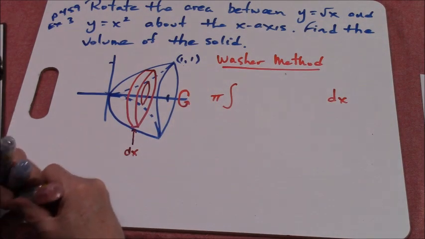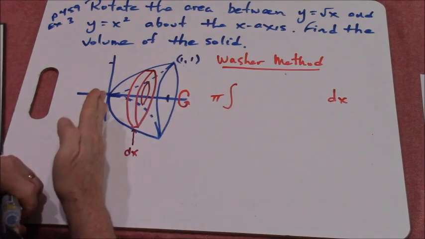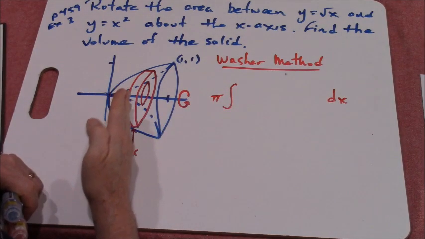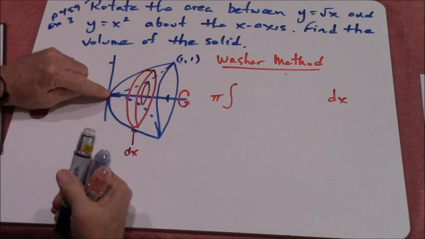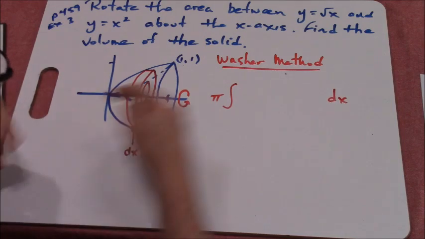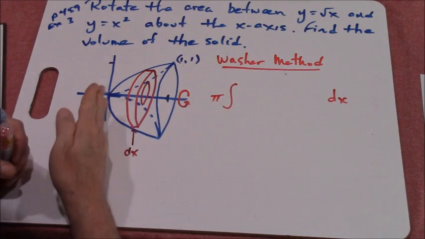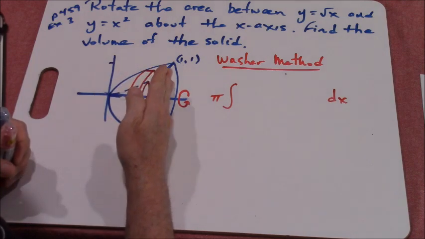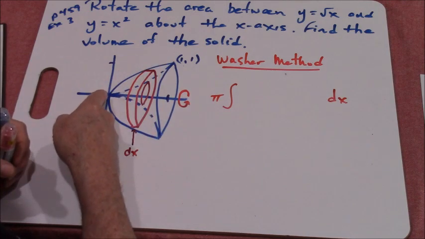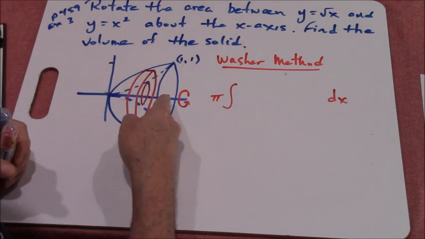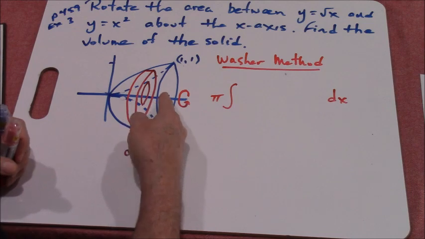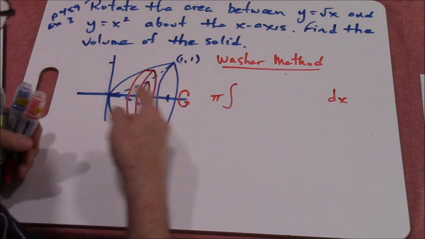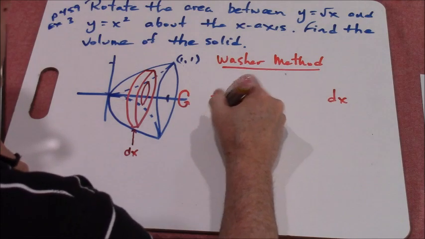So again, when we say from a to b, that means as you stack these washers side by side, this is going to be a very small washer here, and we'll have a larger one down at this end. But as I stack those side by side, they go from what x value to what x value. And that should be 0 to 1. So that's what I have on my integral.